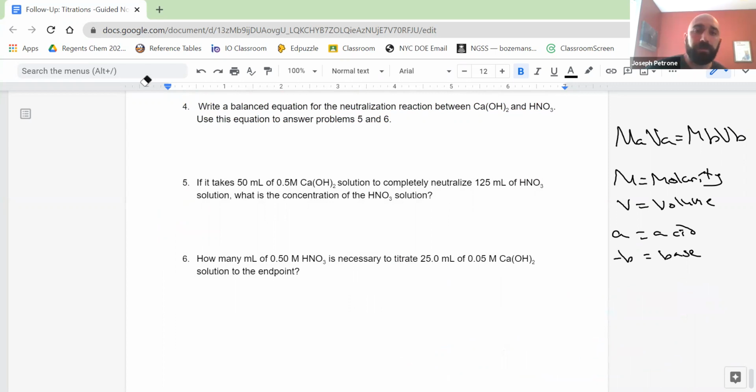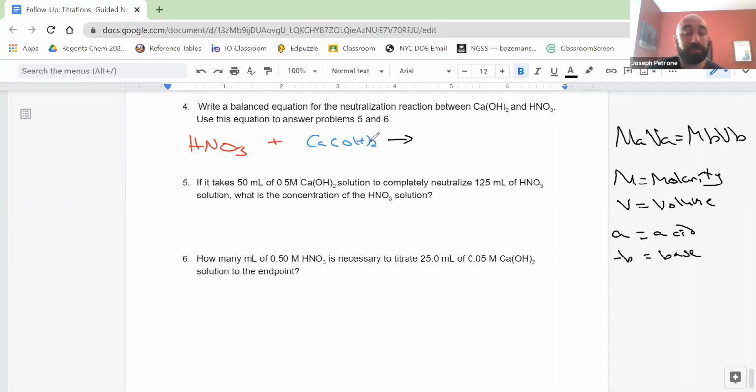All right. So the next question says, write a balanced reaction for the neutralization reaction between calcium hydroxide, CaOH2, and nitric acid, HNO3. We're going to use the results of this equation for questions 5 and 6. So let's go through this. Our acid here is nitric acid, HNO3. It's a hydrogen ion with the nitrate ion bonded to it. And then it is reacting with calcium hydroxide.